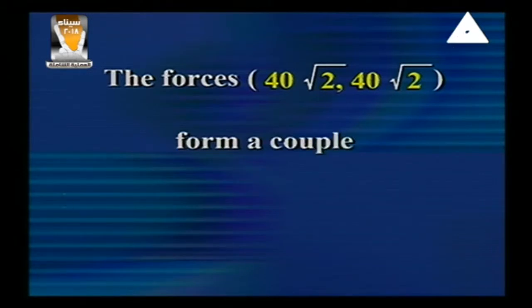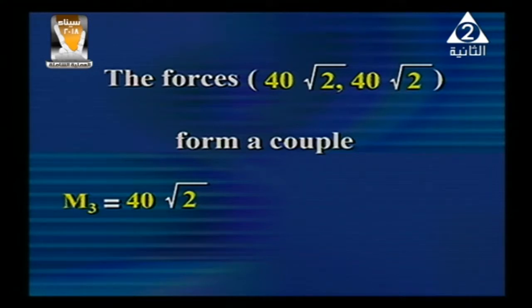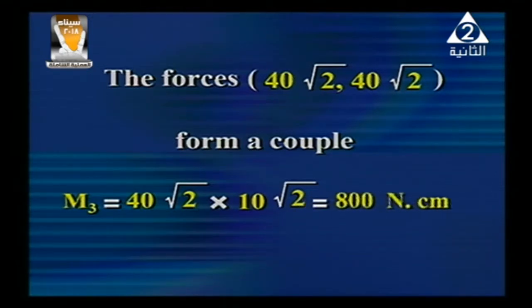The forces 40 root 2 and 40 root 2 also represent a couple. The moment of the couple equals 40 root 2 times 10 root 2, the diagonal of the square. Remember, dear student, if we have ABCD as a square with side length 10 centimeters, then the diagonal is 10 root 2. Then the moment of the couple equals 40 root 2 times 10 root 2. The answer is 800 Newton centimeter.